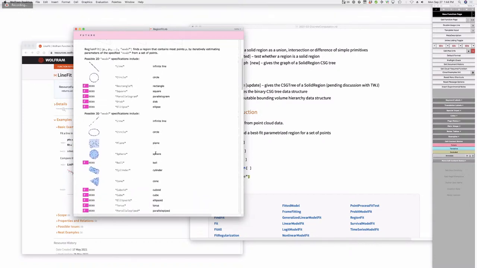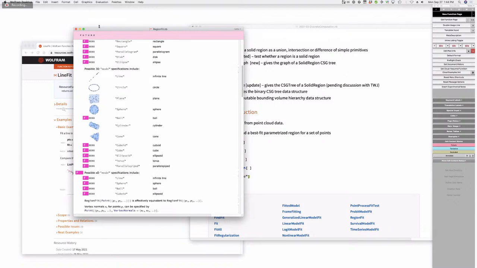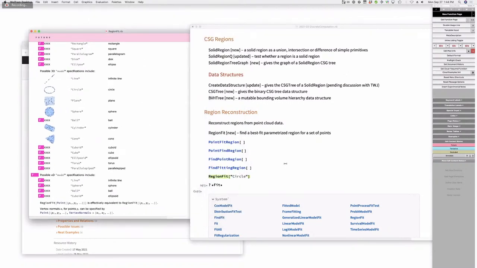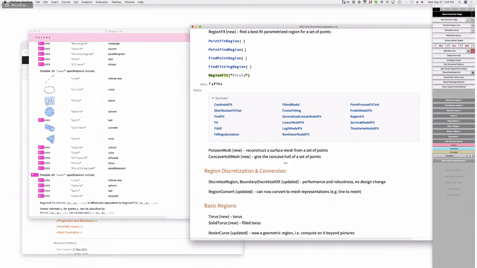Let's go back to the design document. So we have two other functions. This is a single primitive, and this is like having a parametric model. All of these primitives are sort of constraints. They have a small number of parameters. Right. The two other ones that come down there, Poisson mesh and concave hull mesh, are ways to reconstruct.